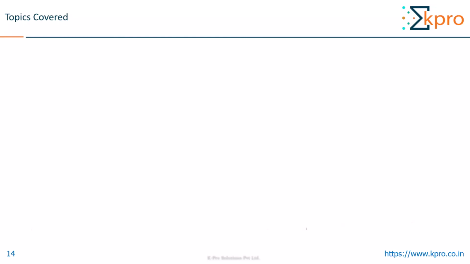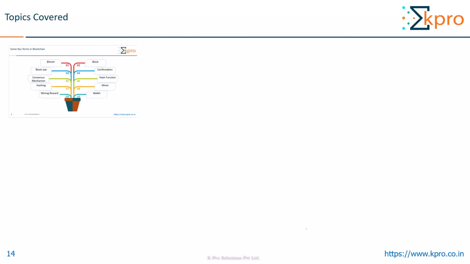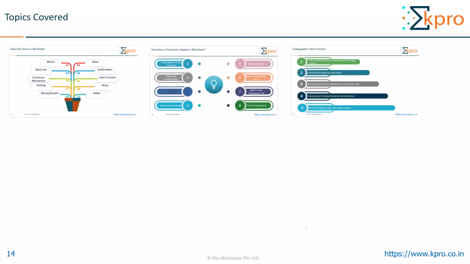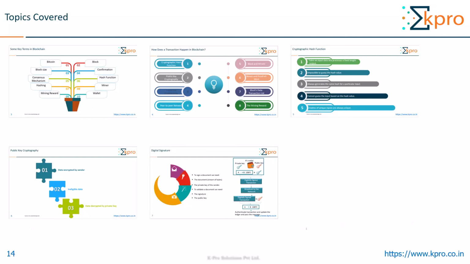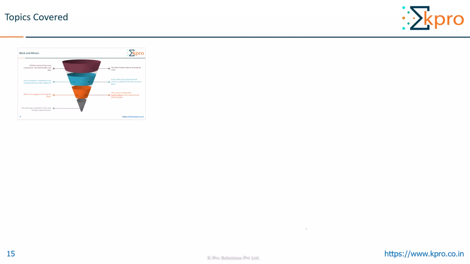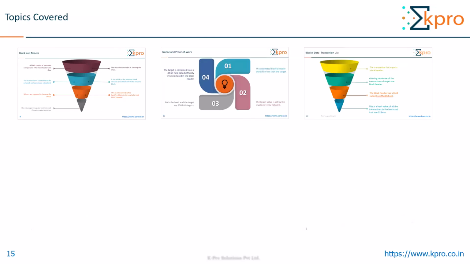Now let us quickly have a recap of all the topics that we have covered in this video. In the beginning, we saw some of the key terms in blockchain. Then we saw how a transaction happens in blockchain. Then we saw what a cryptographic hash function is. Then we talked about public key cryptography. Then we talked about the digital signature. Then what a peer-to-peer network is. Then we talked about the block and miners. Then nonce and proof of work. Then what block's data is, that is, a transaction list. And finally the mining reward.